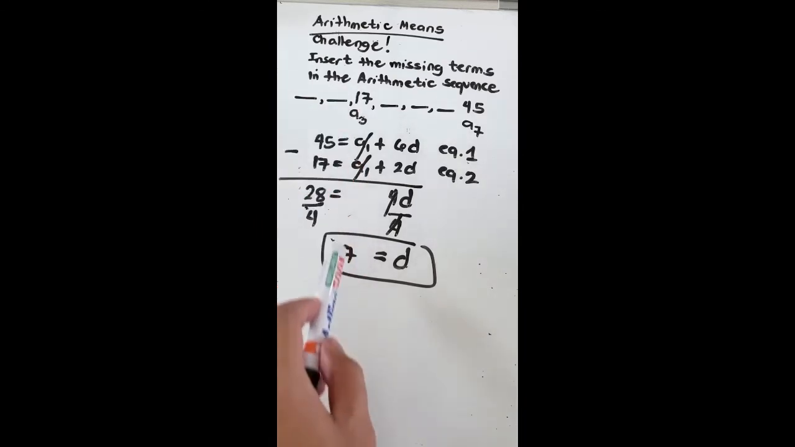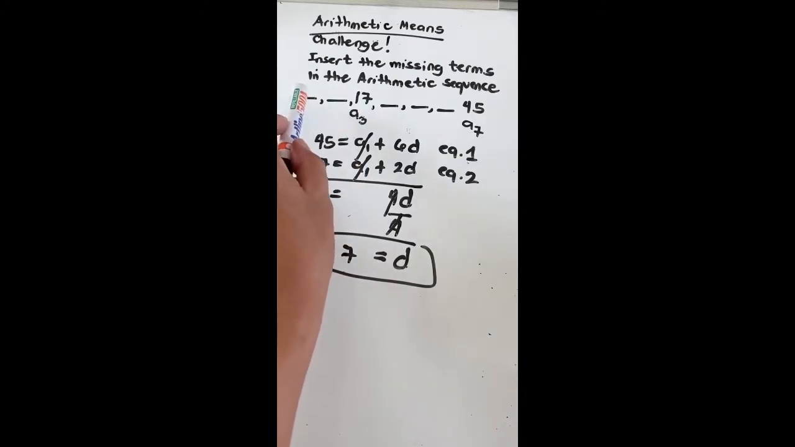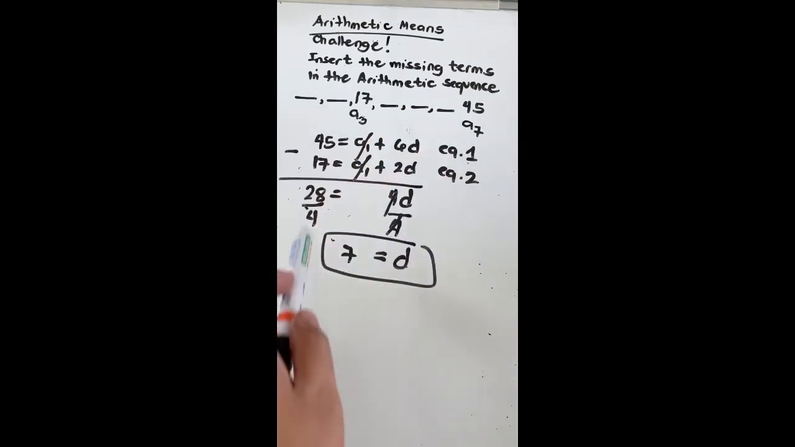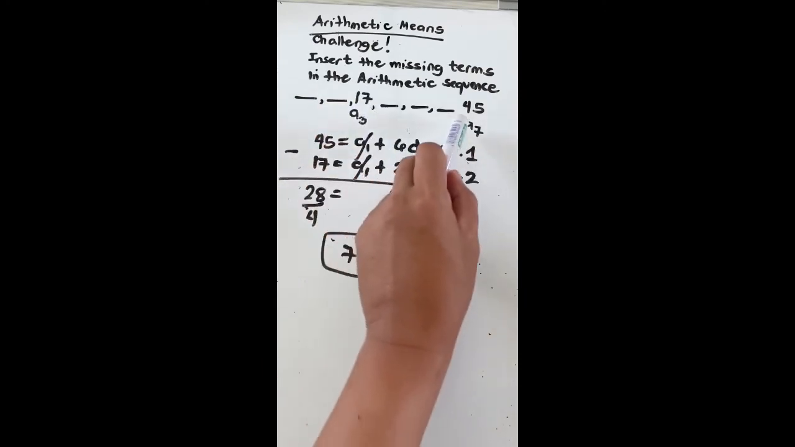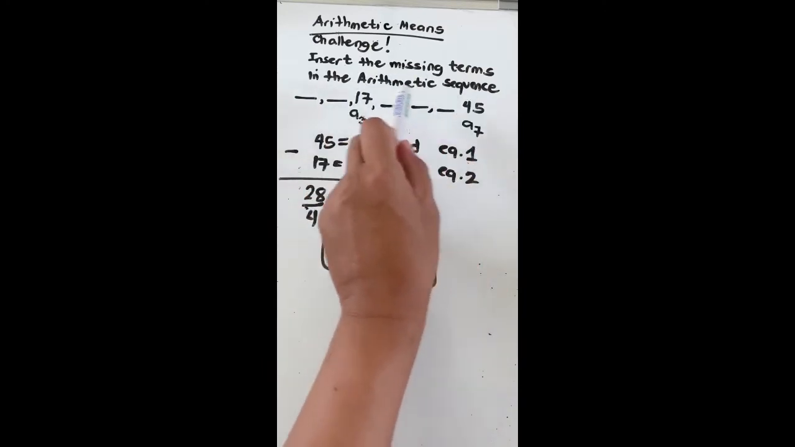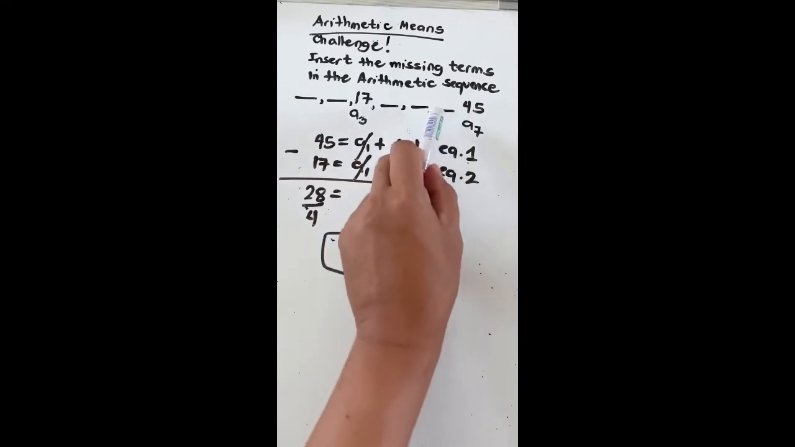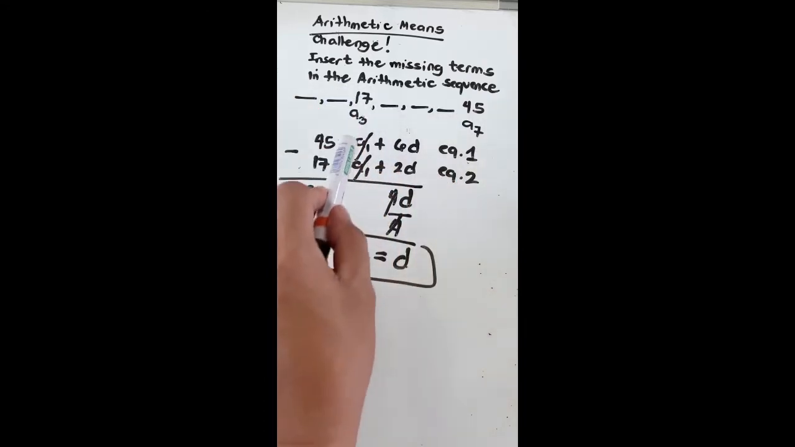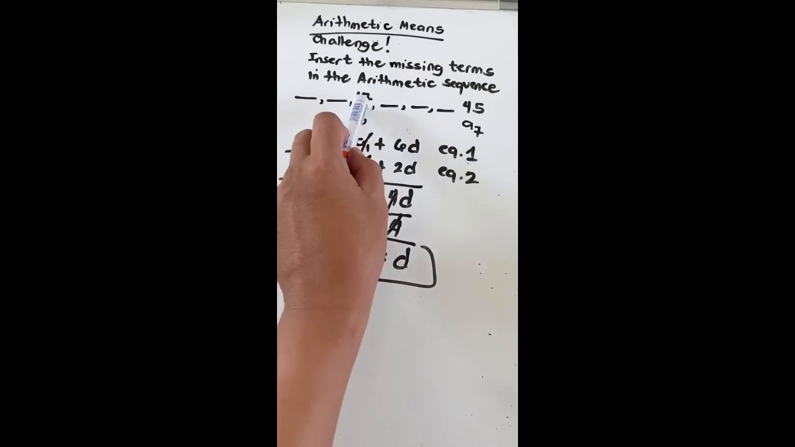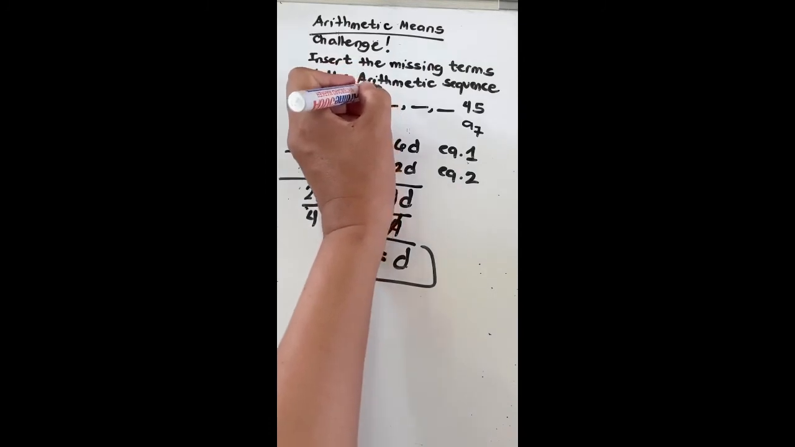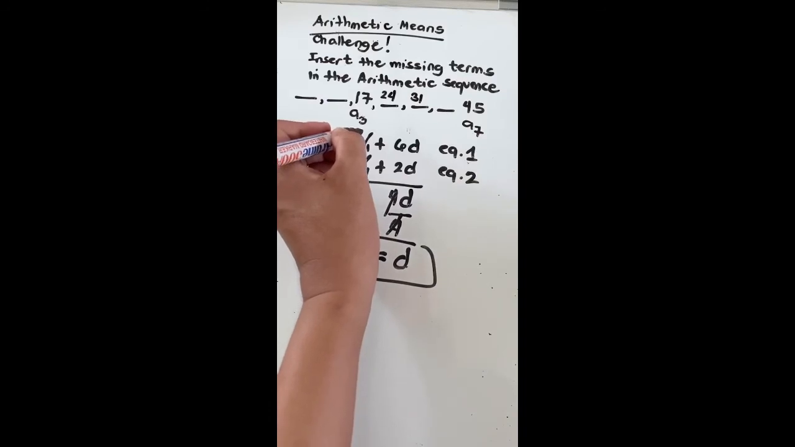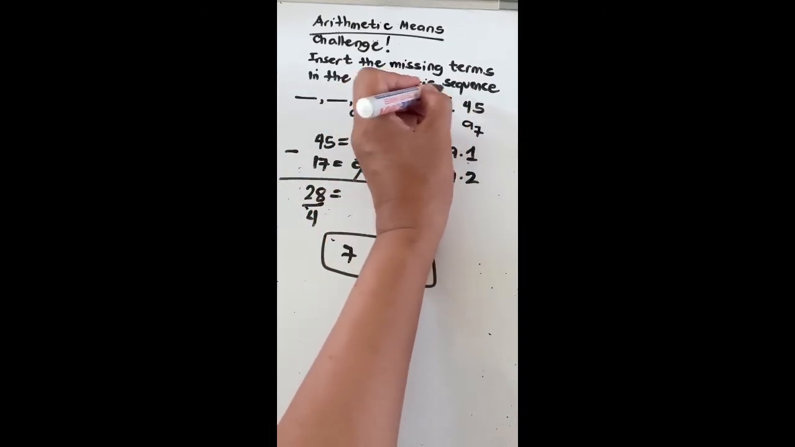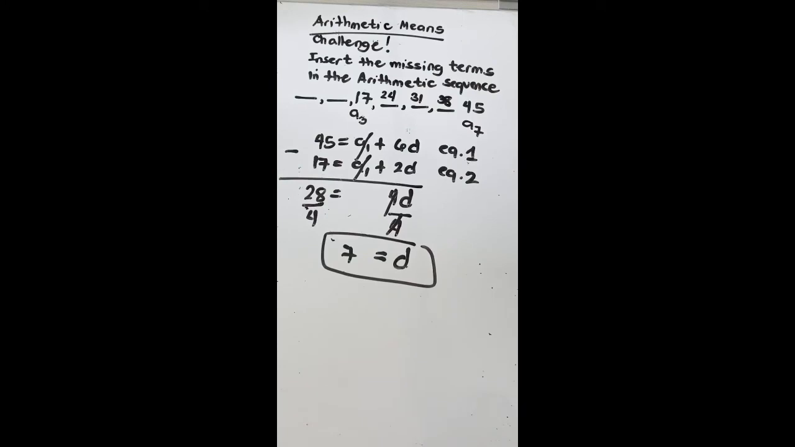So, paano yon? Paano natin makukuha yung mga missing terms? Okay, so mag-start muna tayo dito sa 17. Kunin muna natin yung arithmetic means dito. Okay? Kasi in between siya ng dalawang two terms. So, madali nating makukuha yung sagot dito sa gitna. So, ibig sabihin, kung ang common difference natin ay 7, mag-a-add lang tayo ng 7 dito sa 17. So, 17 plus 7, that is 24. 24 plus 7, that is 31. 31 plus 7, that is 38. 38 plus 7, 45.